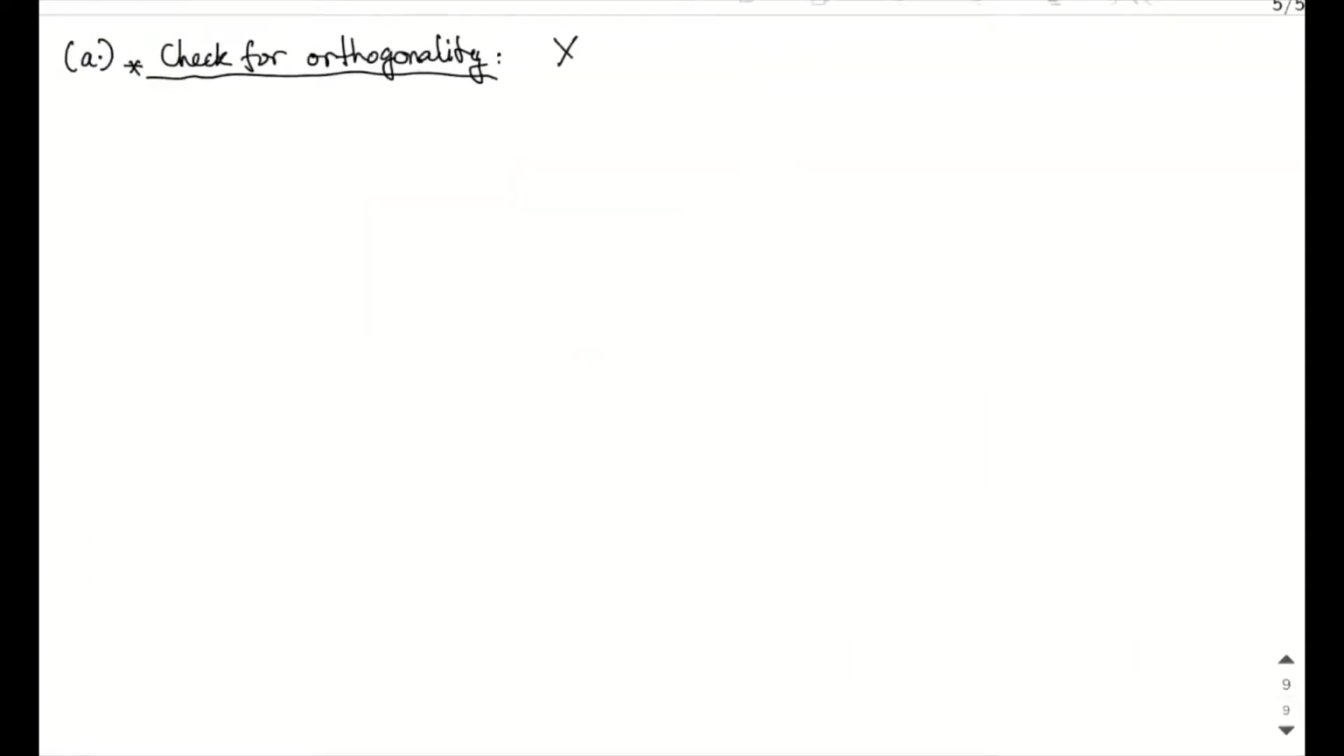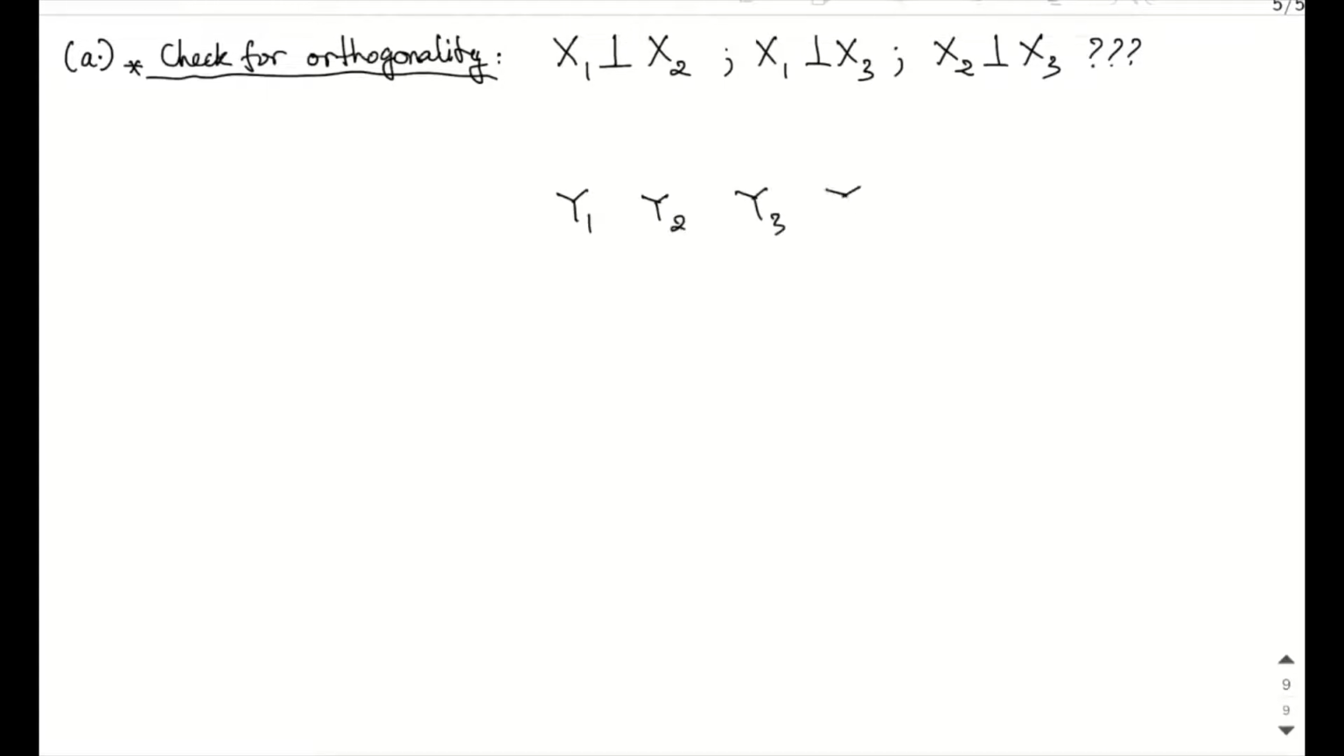You have to first check if x1 is perpendicular to x2. You need to check if x1 is perpendicular to x3. And then you need to check whether x2 is perpendicular to x3. Now, if you have a set of 4 or more vectors, for example, you have y1, y2, y3, and y4.